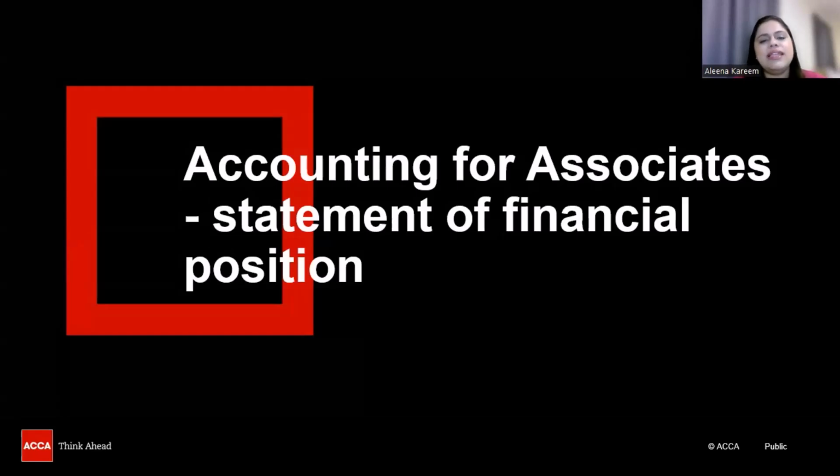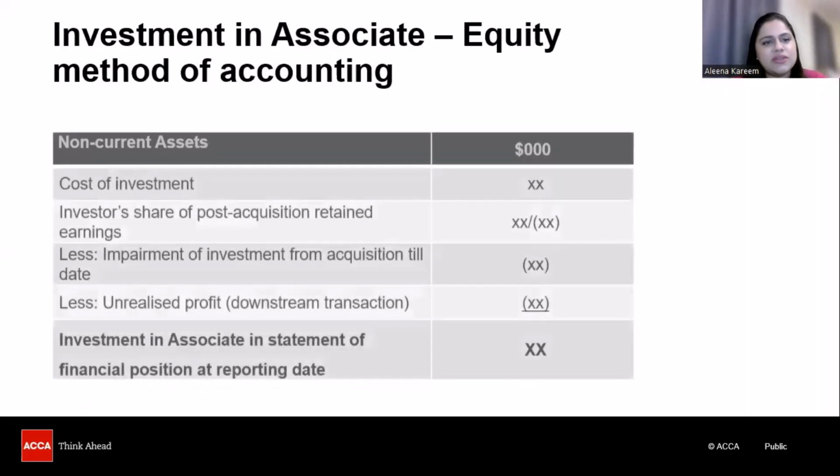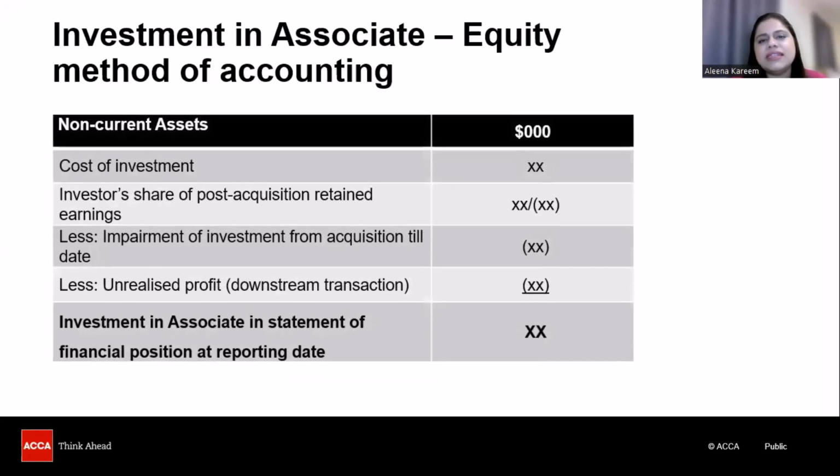Now, first of all, let's start off with the accounting for associates, the statement of financial position part. How we are going to show it in the statement of financial position. So this is a summary that I have created for you in which most of the items have been covered. So when a question comes up, you can use this format to solve it as well. So first of all, the investment in associate is shown in the non-current assets. Because it is a long-term investment, if an investment is held with a very short intention or it is already held for sale, then it is not going to be accounted for as an associate.